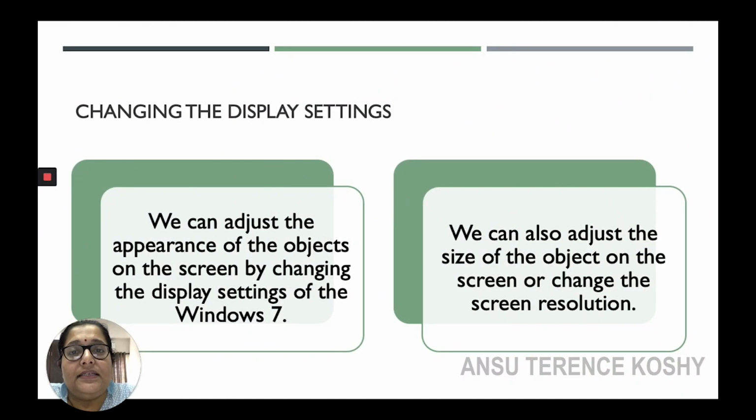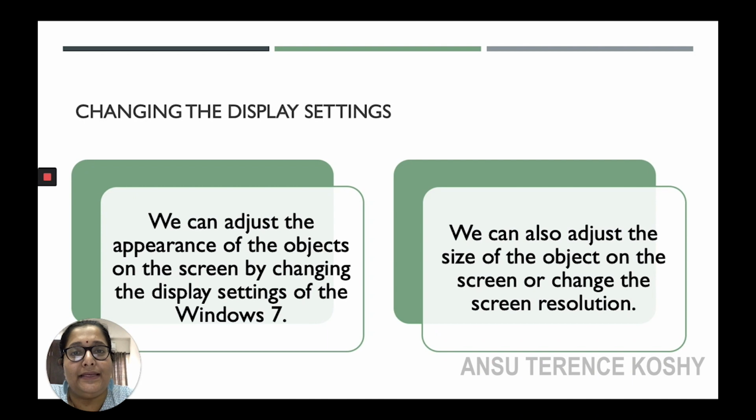The first topic that I would like to discuss today is changing the display settings. We can adjust the appearance of objects on the screen by changing the display settings on Windows 7. That is, by changing the appearance of the objects, we can change the display of the system. We can also adjust the size of the objects on the screen or change the screen resolution. By changing the display settings, we mean two things: changing the appearance of objects on the screen as well as changing the size of objects on the screen.